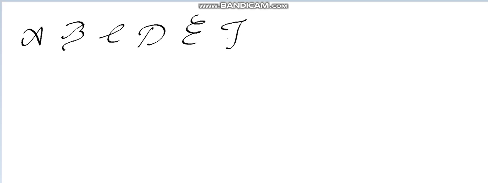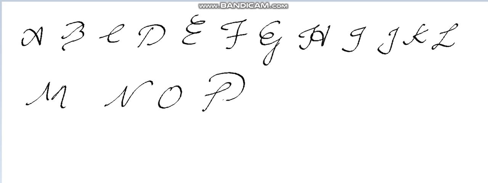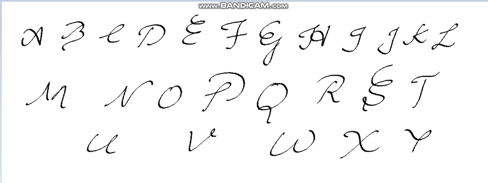So see now, these are type 4 letters. A, B, C, D, E, F, G, H, I, J, K, L, M, N, O, P, Q, R, S, T, U, V, W, X, Y, Z. Understood? So these are the type 4 letters.